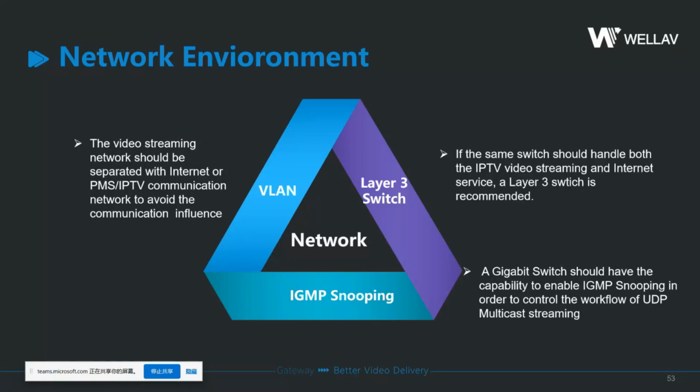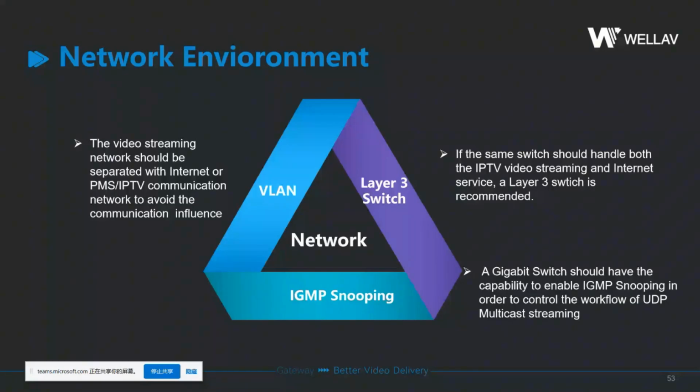Once it's enabled, each hotel room at a certain period of time just requires viewing a certain TV program, with a bit rate like 8 megabits per second or 4 megabits per second. Then only that bit rate will reach the port of that hotel room. So it can dramatically decrease the data flow of the entire network.